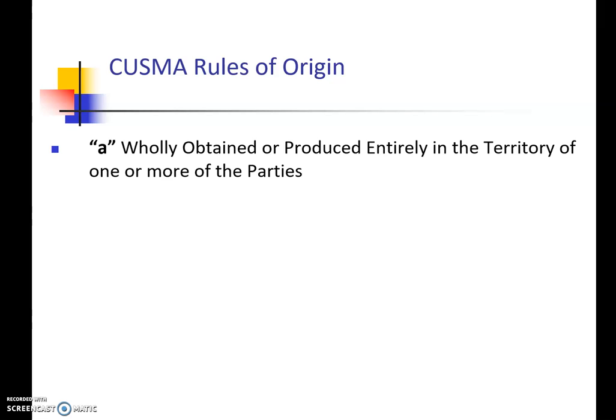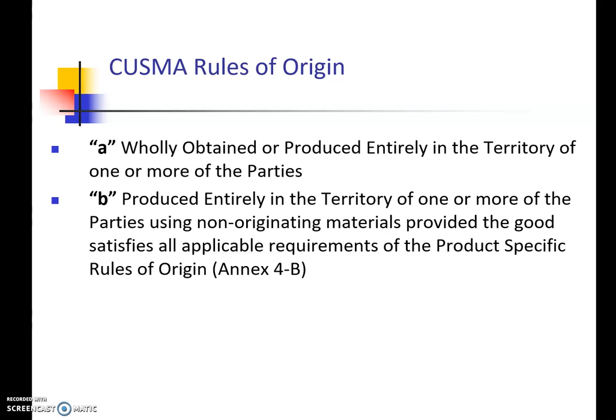So, A means wholly obtained or produced entirely in the territory of one or more of the parties. Remember, the territory is Canada, United States, Mexico. The parties are Canada, United States, and Mexico. Okay? B means produced entirely in the territory of one or more of the parties using non-originating materials. We learned what non-originating materials are. We learned what non-originating means, and we learned what materials were last week as well. Provided the good satisfies all applicable requirements of the product-specific rules of origin.